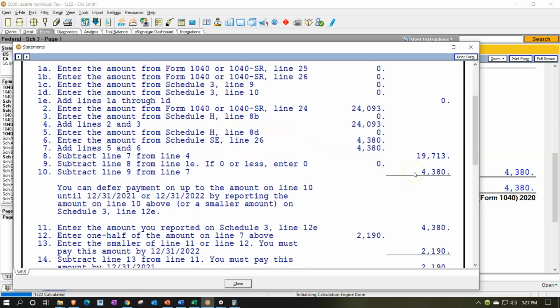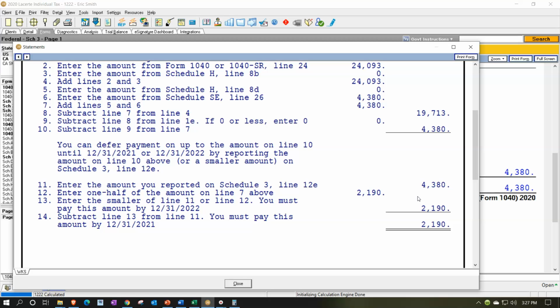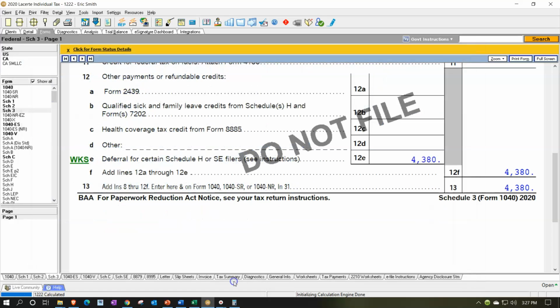There's the 4380, and then we have the 4380 there, and then enter 1/2 of the amount on line 7. There's the 2,190, and it says enter the smaller of line 11 or 12. You must pay this amount by 12/31/22, and then this amount on line 14 is the amount you must pay by 12/31/21. So I'm going to close this out.